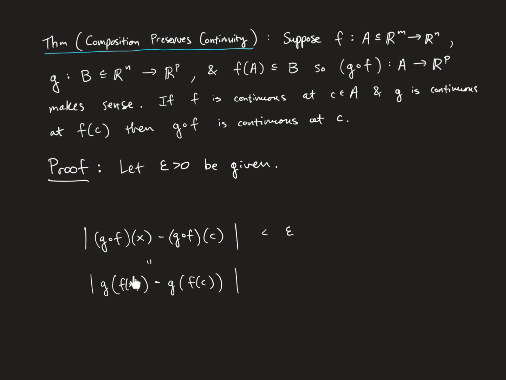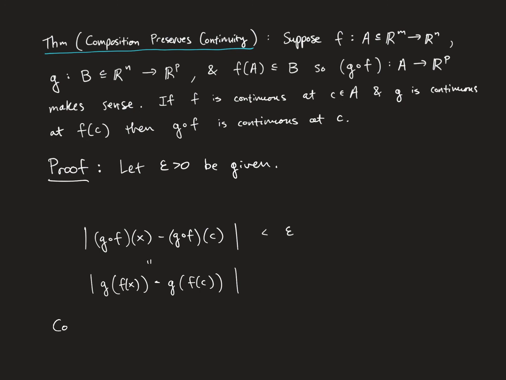So that means that as long as f of x is close to f of c, the outputs will be close. These f of x and f of c are inputs to g. As long as those inputs are close together, the outputs under g should be close together. So we should be able to make the outputs of g differ by less than epsilon as long as we can make the inputs f of x and f of c close enough together.